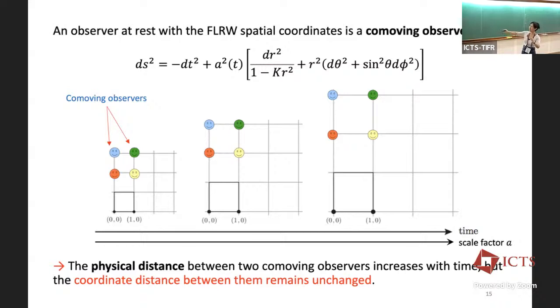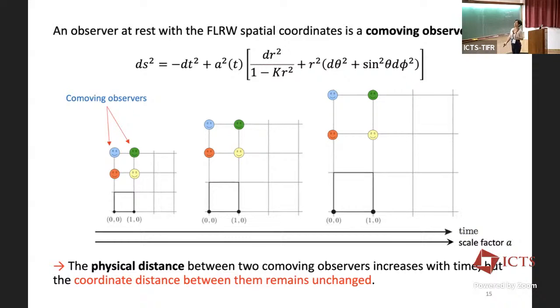If we move forward in time, space will expand, but these four co-moving observers are always sitting on the coordinate points. They're not moving with respect to the coordinate points. However, the physical distance between two co-moving observers has increased because space is expanding. But because these are co-moving observers, the coordinate distance between two observers is always the same. So the point here is that you need to distinguish between coordinate distance and physical distance.